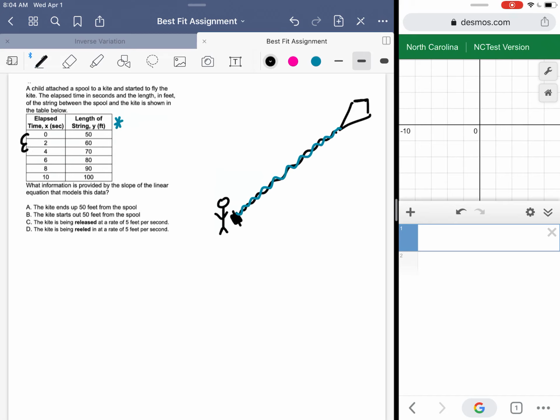So notice that as the time increases, so after 2 seconds, 4 seconds, 6 seconds, and so on, the time is increasing. So as time goes on, what's happening to the length of the string, right? As time moves on from 0 to 10 seconds, the length of the string goes from 50 to 100. So as time increases, the length of the string is also increasing.